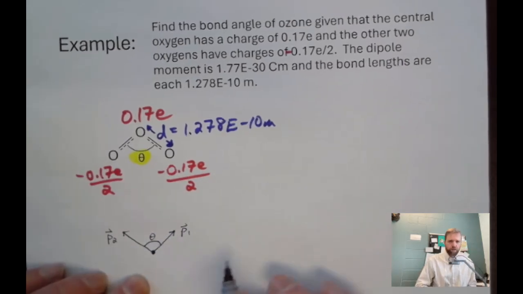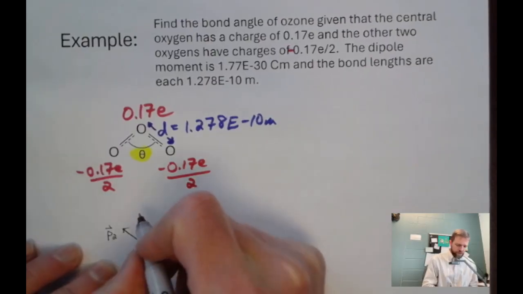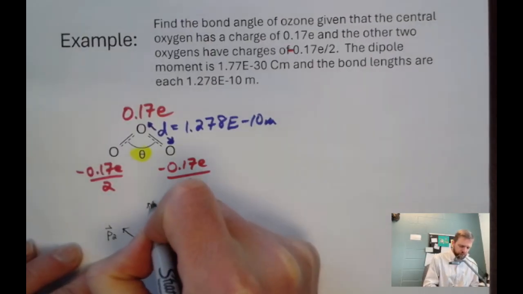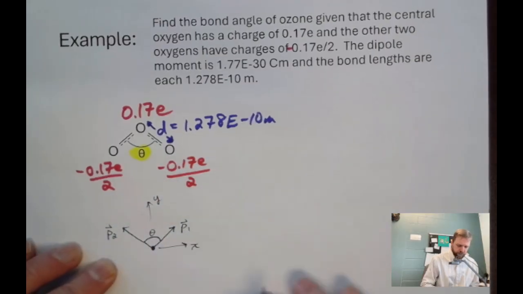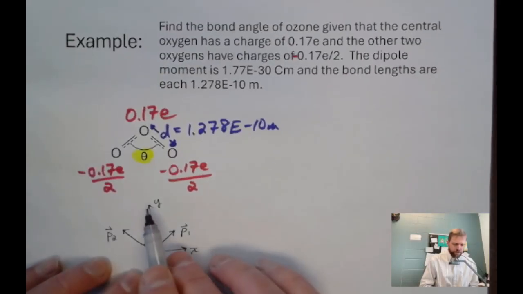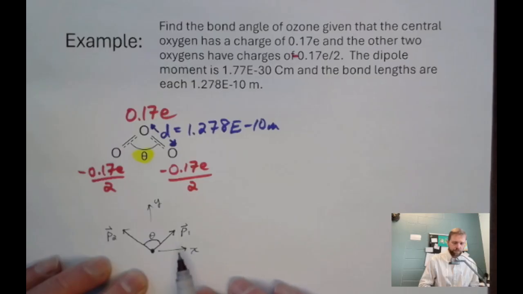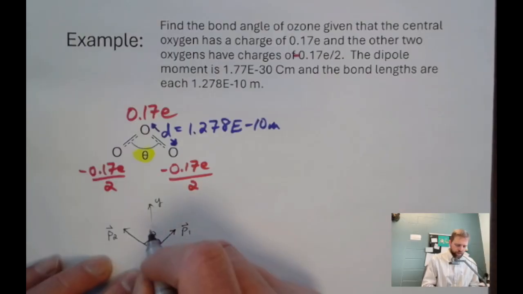What we want to do is add these two together. Now let's establish a coordinate system, say this is y and this is x. When we add these two vectors together, we have to break them into their y pieces and their x pieces. The coordinate system that we have chosen bisects this angle, so the y-axis bisects the bond angle.